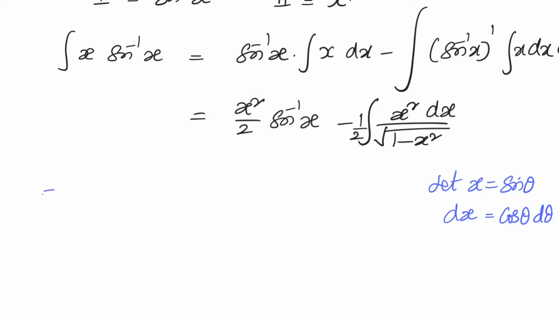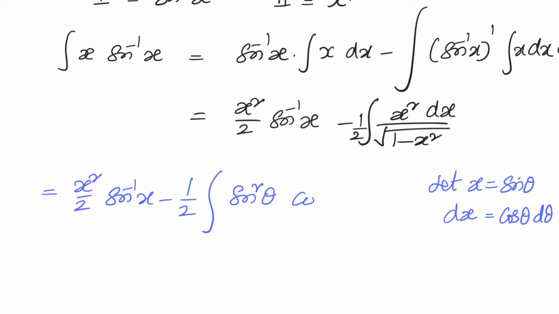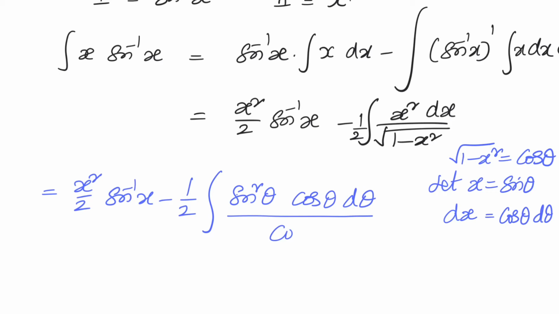We will have x square by 2 sine inverse x minus half into integral of x square, that is sine square theta, dx, that is cos theta d theta, divided by square root of 1 minus x square, which is cos theta. 1 minus sine square theta is cos square theta, square root of that is cos theta. When we try to simplify, cos theta will cancel. We are left with half of integral of sine square theta d theta.